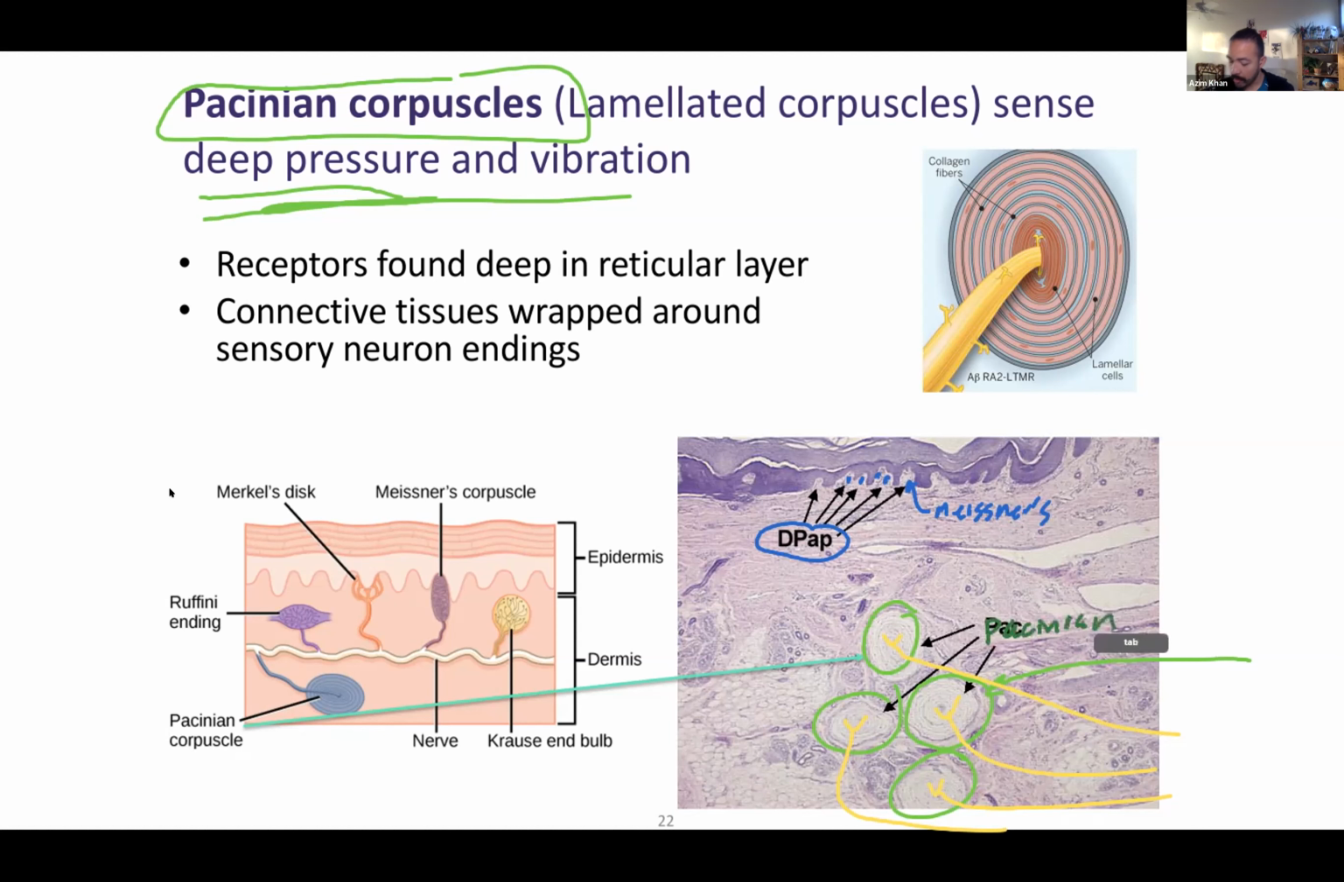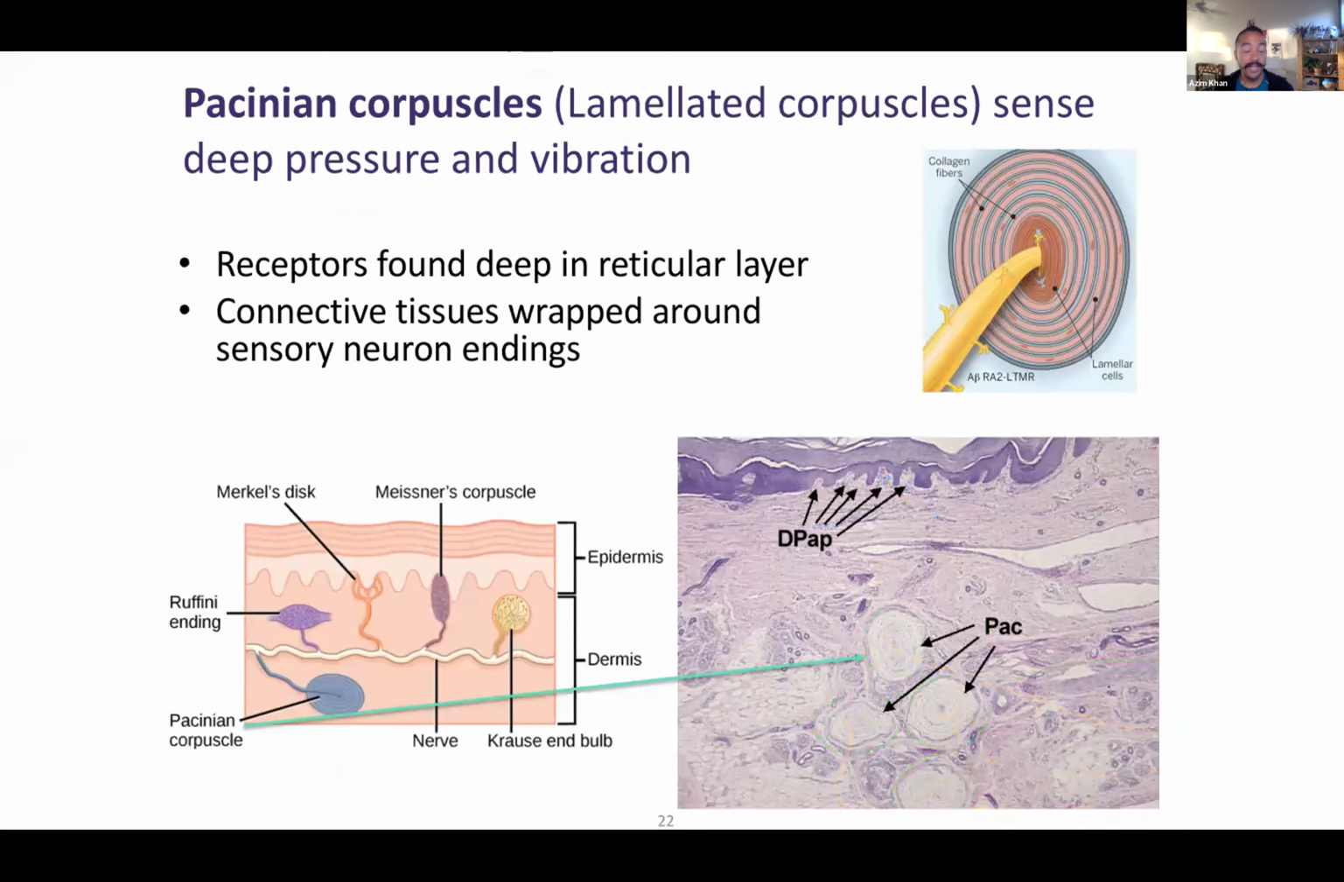Pacinian corpuscles, by being deeper and by having many layers wrapped around the nerve endings, they sense deeper pressure and vibration. Their structure and location relate to their function. The layers and the deeper location relate to the function of sensing deep pressure and vibration. We can add this to our diagram.